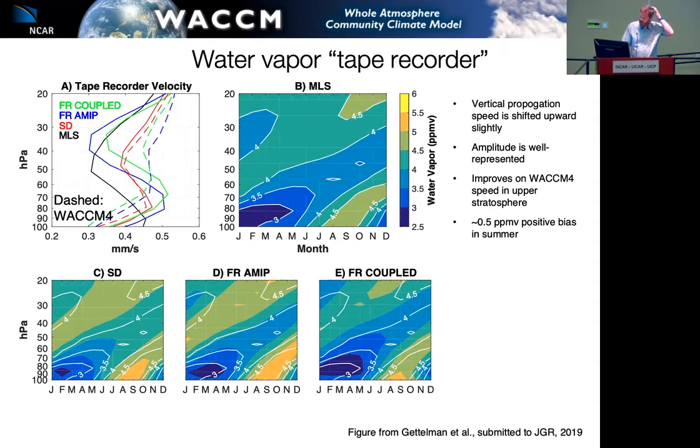job. And WACCM is shown on the bottom 3 in different configurations: SD, free running with AMIP, meaning with data, ocean, and sea ice, or a free running coupled with an interactive ocean and sea ice.